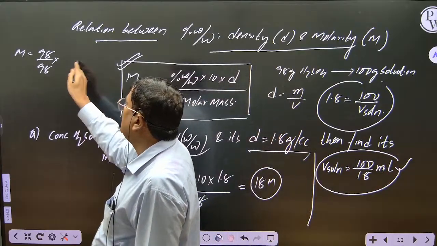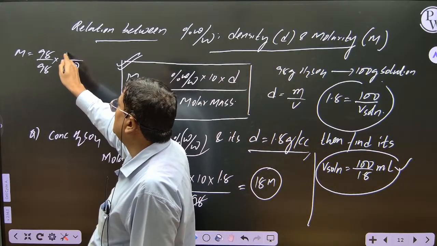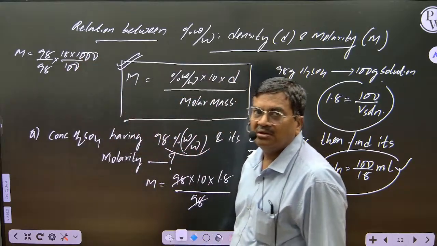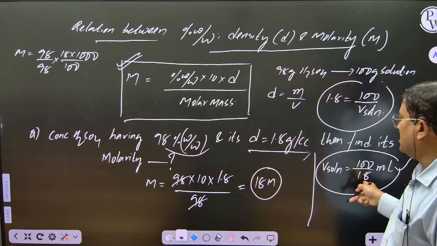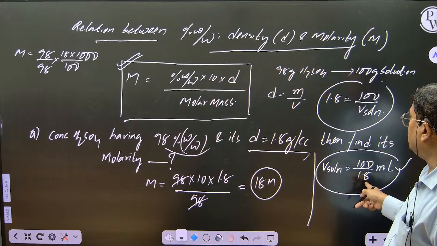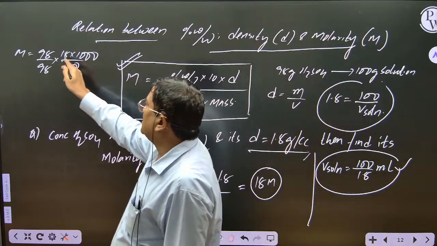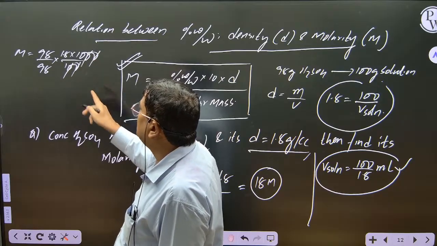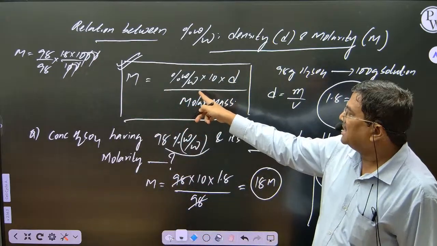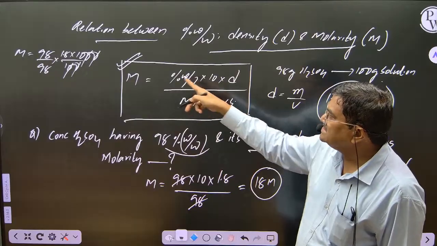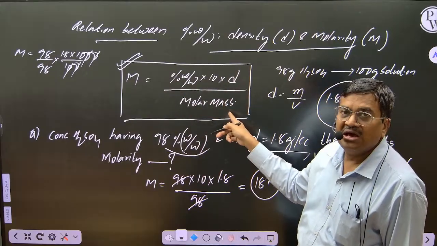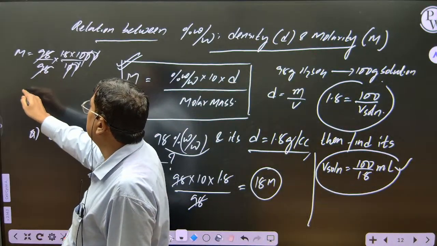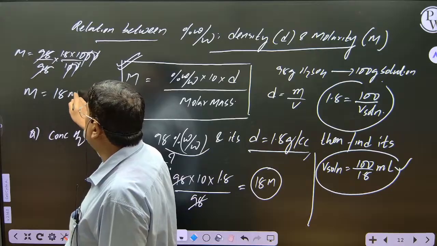Volume is 100 upon 1.8. So this 1.8 goes to numerator, and since the volume is in milliliter, I have to multiply with 1000. Got my point? So this 100 upon 1.8, 1.8 goes to numerator, into 1000. When I cancel these two zeros, do we get the same relation? Check. Mass percentage is 98, density is 1.8 into 10 by molar mass. Answer comes to be the same. This gets cancelled. So final molarity will be how much, students? 18 molar.